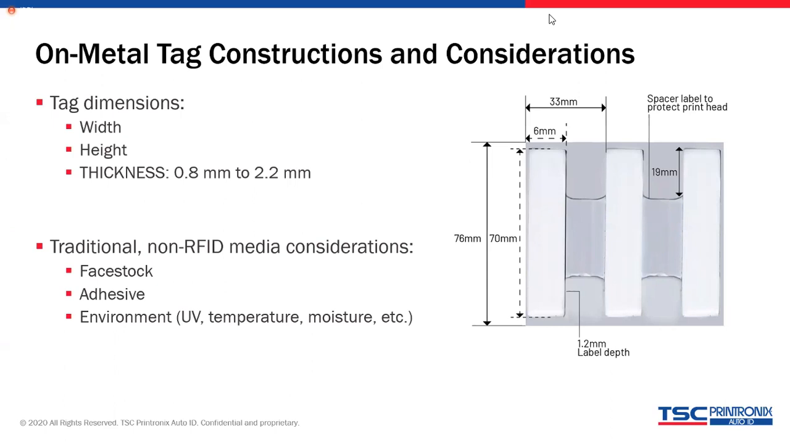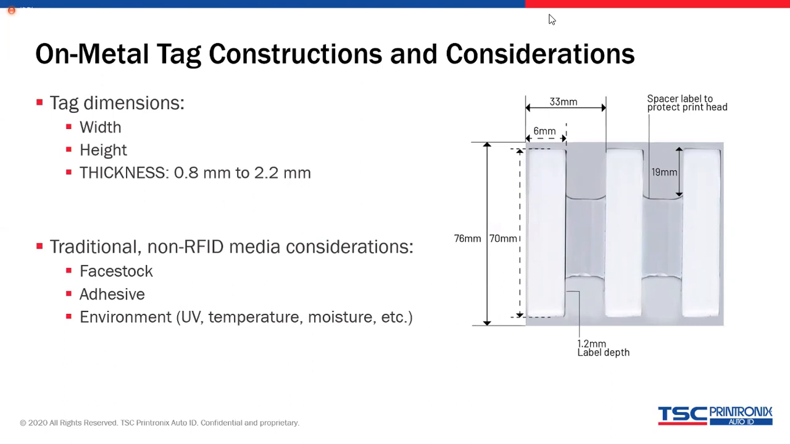It's nice to get a thinner tag. It makes the labeling less bulky, but keep in mind that as a general rule, the thicker the tag, the better on-metal performance it will have. So when you're selecting your tag, do keep in mind the tag thickness. And I'm going to come back to tag thickness later when I'm talking about the printers.